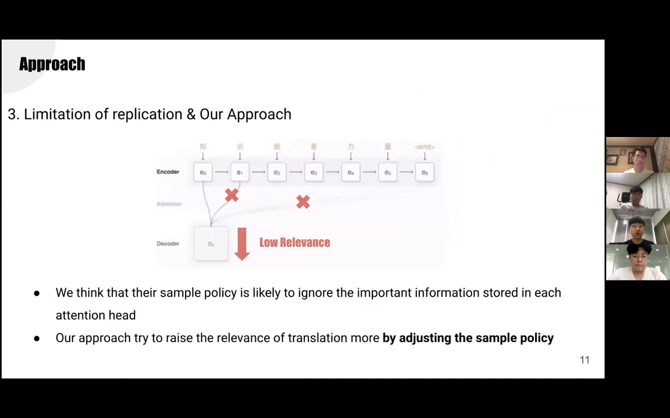However, we think that their sample policy is likely to ignore the important information stored in each attention head. Their approach may increase diversity, but may cause lower relevance of translation. Therefore, we want to generate diverse translation while keeping relevance of translation more by adjusting the sample policy. More detail will be explained later.